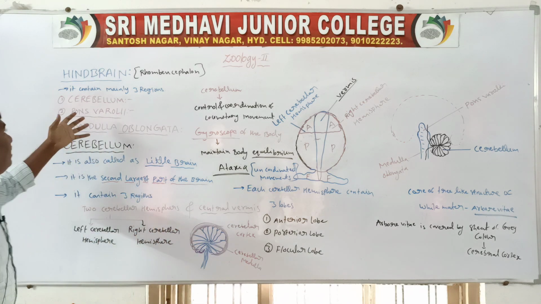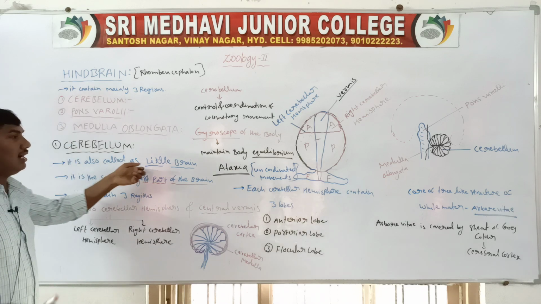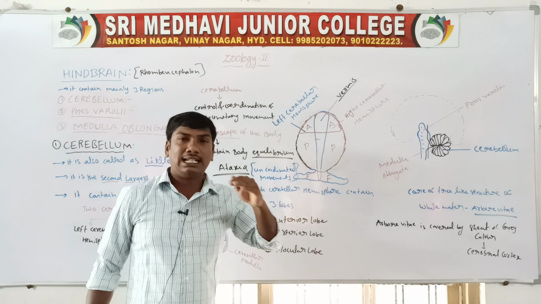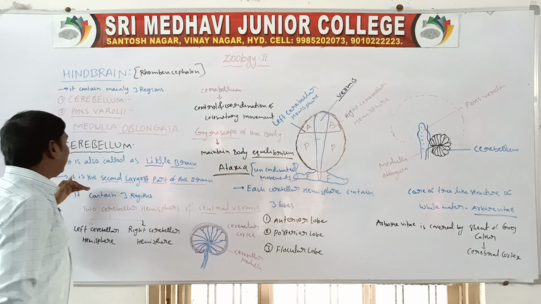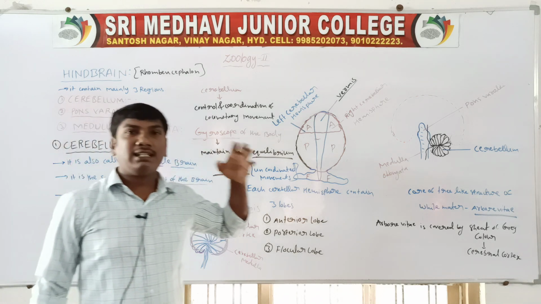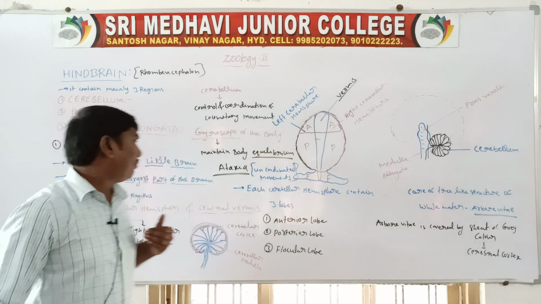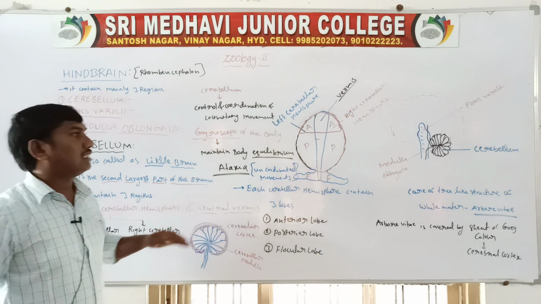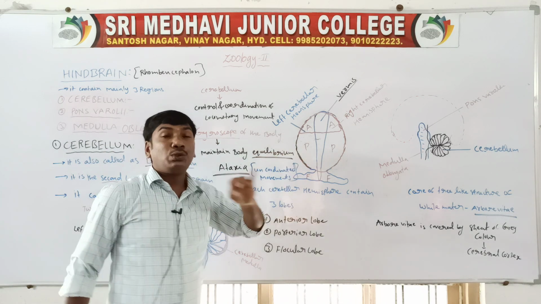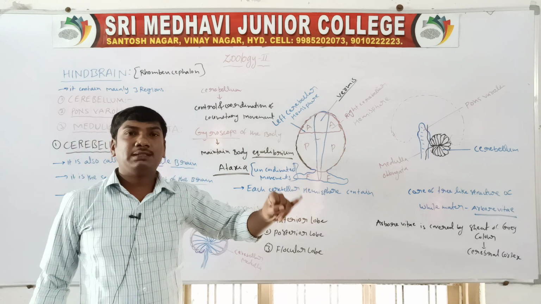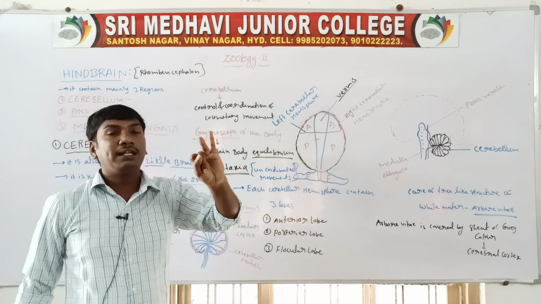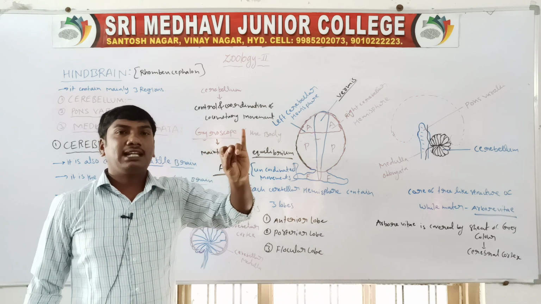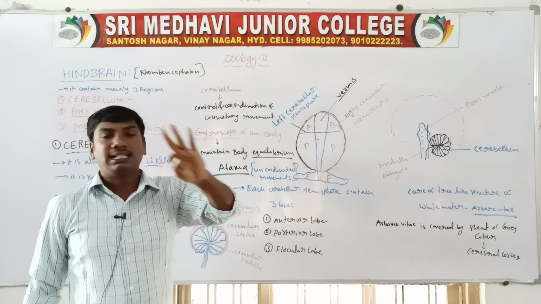Let us revise the cerebellum. The cerebellum is also called the little brain. It is the second largest part of the brain. The cerebellum contains three regions: the left cerebellar hemisphere, the right cerebellar hemisphere, and the central vermis.